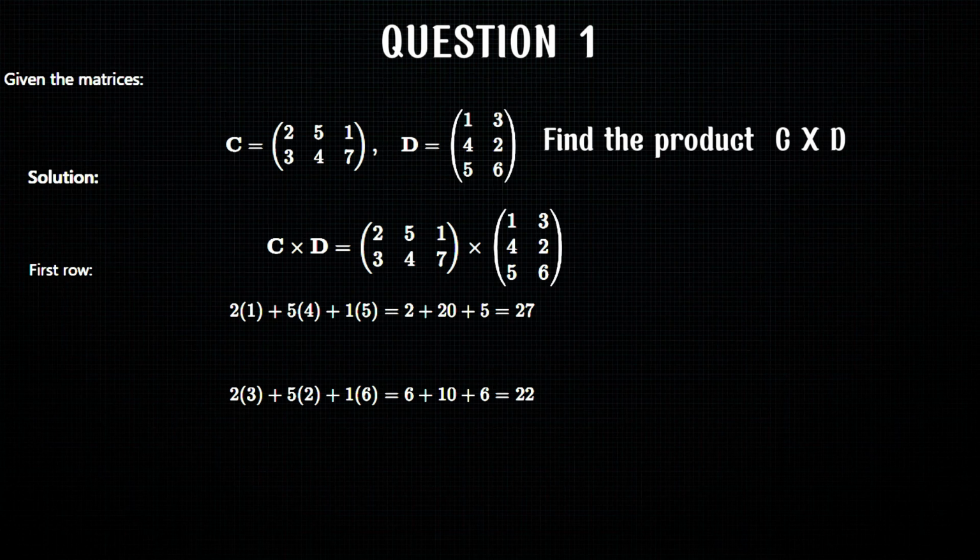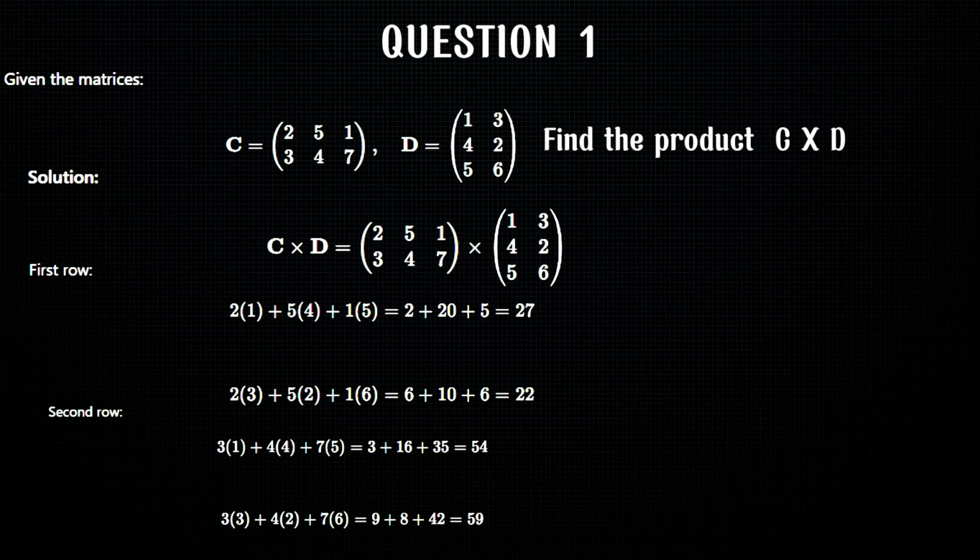Then the next thing we have to do is to pay attention to the second row of matrix C. The second row of matrix C will multiply both the first column and second column of matrix D, just as we did in the first row. So for the second row, we'll have 3 times 1 plus 4 times 4 plus 7 times 5. So we'll have 3 plus 16 plus 35, which equals 54. On the same second row, we multiply the second column: 3 times 3 plus 4 times 2 plus 7 times 6. That will be 9 plus 8 plus 42, which equals 59. Therefore, matrix C multiplied by D will be in brackets, with values in columns 27, 54, and 22, 59, which is our final answer.